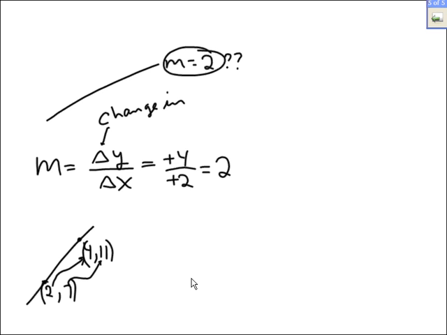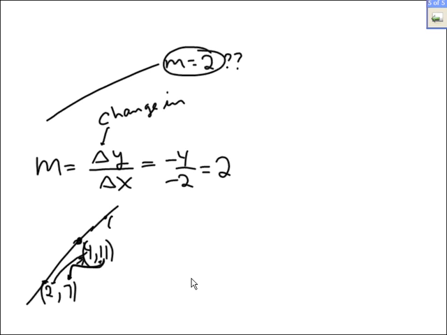Now, if for whatever reason you don't want to go from the lower point to the higher point, that's fine. You can go from any point to any other point. You can go from 11 to 7. And that's a change in y. It went down 4. And x goes from 4 to 2. It went down 2. But we still get the same answer.